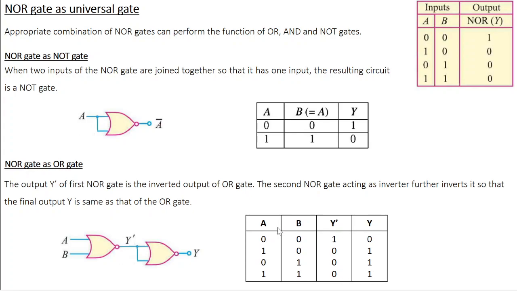So when you compare the inputs A, B and the final output Y: 0, 0, 0, 1, 0, 1, 0, 1, 1, 1, 1, 1. Output is high if any or all the inputs are high. This is your OR operation.